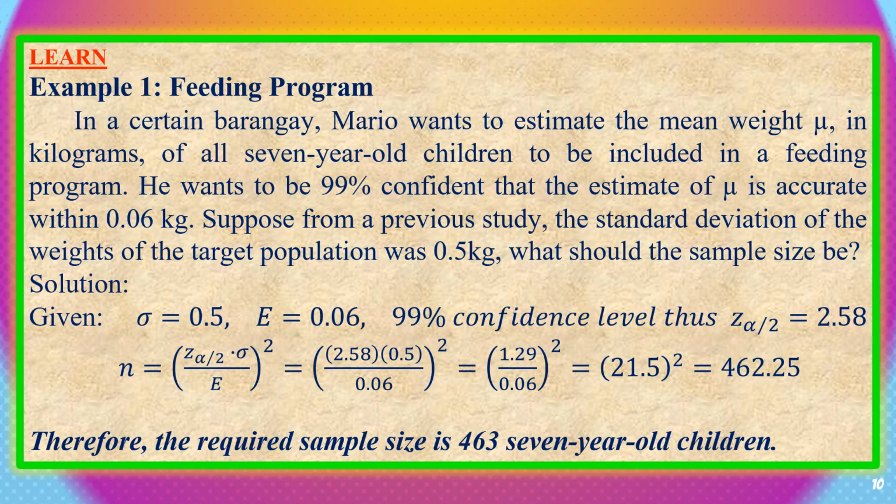So squaring 21.5, that would give you 462.25. So therefore, the required sample size is 463 7-year-old children. So why is it that you have 463? Since we are talking about sample size, we round up our obtained value to the next whole number. So that is why you have 463.